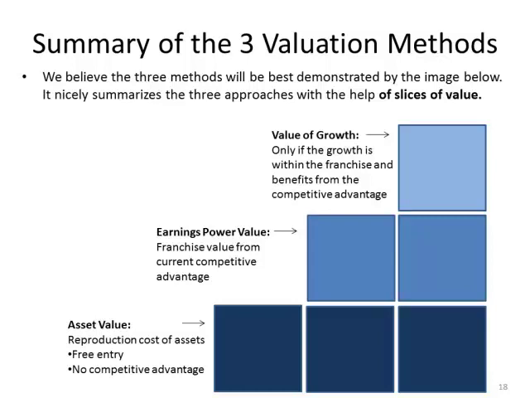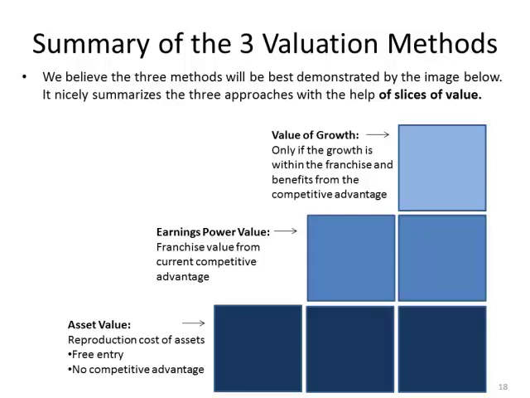Summary of the 3 valuation methods. Here we have an image which we think nicely demonstrates the 3 different approaches, looking at the slice of value. Essentially we can break it up into 3 things: the asset value, the earnings power value, and the value of growth. In the first case, asset value, all 3 methods incorporate it, so we have 3 squares at the bottom next to asset value. Here we use the reproduction cost of assets. It assumes free entry to the market and no competitive advantage.